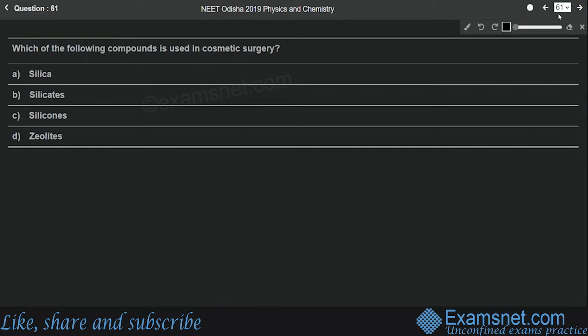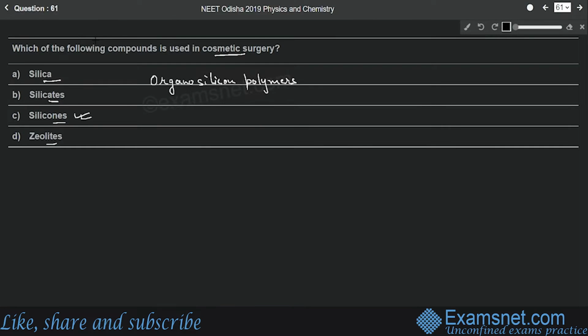Question number 61 is from the P block elements, and the question is: which of the following compounds is used in cosmetic surgery? Options are silica, silicates, silicones and zeolites, and the correct option will be option number C, that is silicones. So what are silicones? These are a group of organosilicon polymers. So let's write it down here: organosilicon polymers.